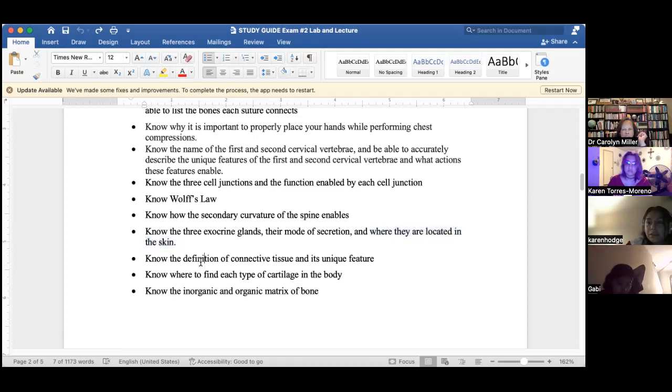Know the definition of connective tissue and its unique features. The definition of connective tissue is cells plus ECM. The cells in bone are osteocytes, the cells in fat or adipose are adipocytes. Cells in connective tissue are fibrocytes, with fibroblasts.